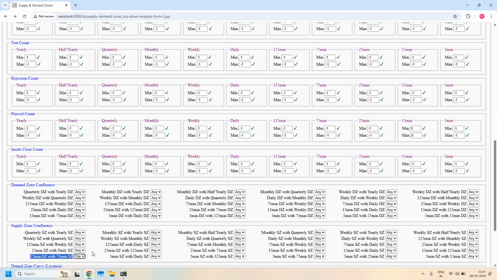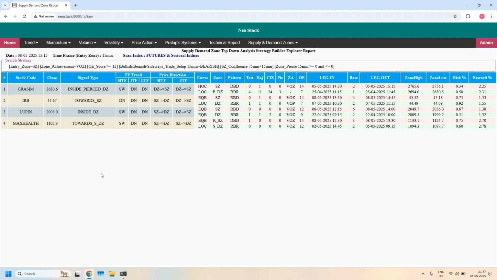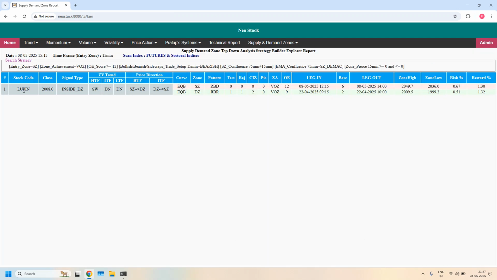So I am enabling the filter. We got 4 stocks. In these 4 stocks, these 15 minute supply zones are overlapped with 75 minute supply zone. And 75 minutes trend is down in all the stocks in ITF trend. So let's filter if the 75 minute supply zone is having daily EMA confluence. One stock is filtered. And this 15 minute supply zone might be having more high probability compared to the other stocks.